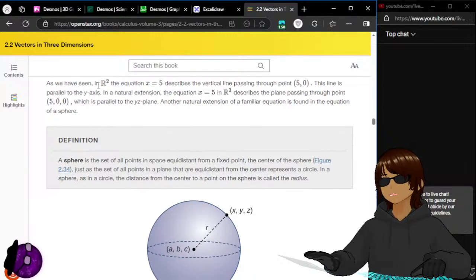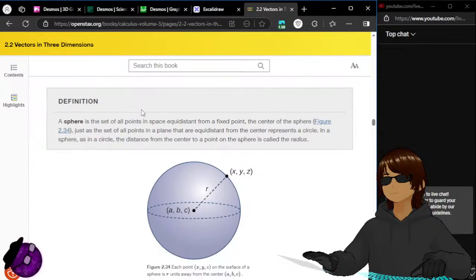As we have seen in R squared, the equation x is equal to 5 describes the vertical line passing through the point 5, 0. This line is parallel to the y-axis. In a natural extension, the equation x is equal to 5 in R cube describes the plane passing through the point 5, 0, 0, which is parallel to the yz plane. A sphere is a set of points in space equidistant from a fixed point, the center of the sphere, just as the set of all points in a plane that are equidistant from the center represents a circle. In a sphere, just as in a circle, the distance from the center to a point on the sphere is called the radius.